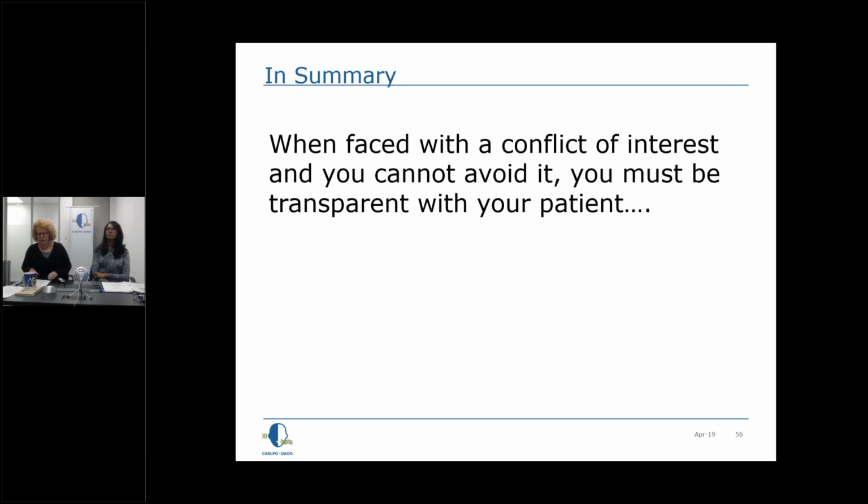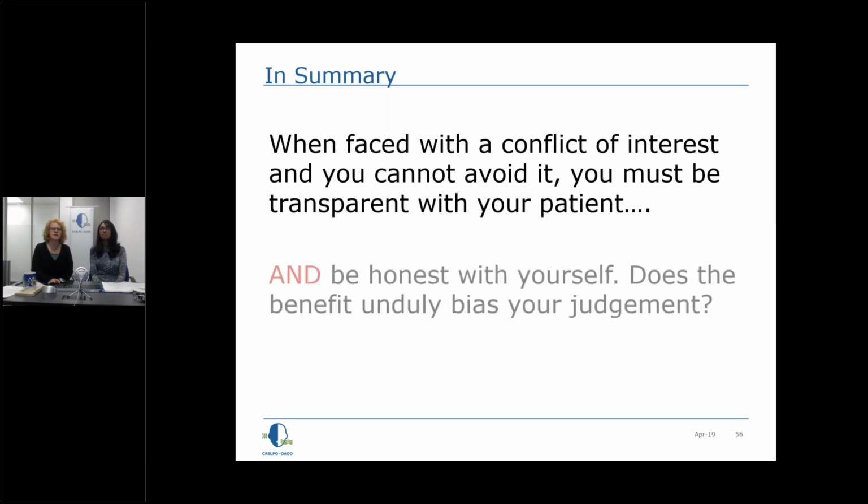So let's summarize, and then we will open it up to questions. In summary, when you are faced with a conflict of interest, and you can't avoid it, you must be transparent with your patient. That's one of the primary principles, transparency. Another underlying principle is you must be honest with yourself. Priya had a funny little cartoon about the doctor with 100 shares in a drug company, and he's recommending it. Is he biased in his recommendations because of that? You always have to take that internal deep dive with yourself to see, even though I've disclosed these incentives, are they influencing my professional judgment? And obviously, if the answer is yes, then you really need to rectify that.